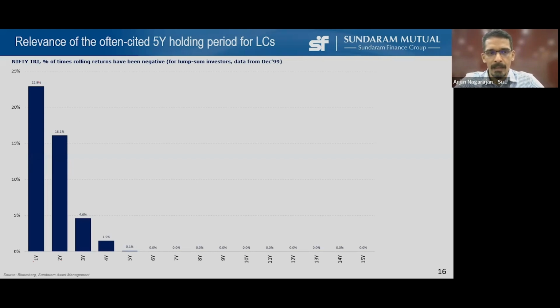You can see that on a 1-year time frame, there is a 23% probability, or rather 23% of the time, your 1-year rolling return has been negative. If you increase that to a 2-year time frame, it comes down; your probability of a negative return is 16%. It drops to 5% on a 3-year basis, 1.5% on a 4-year basis, and 0.1% on a 5-year basis. From around 5.5 years on, your probability of making negative returns becomes 0% if you look at history.